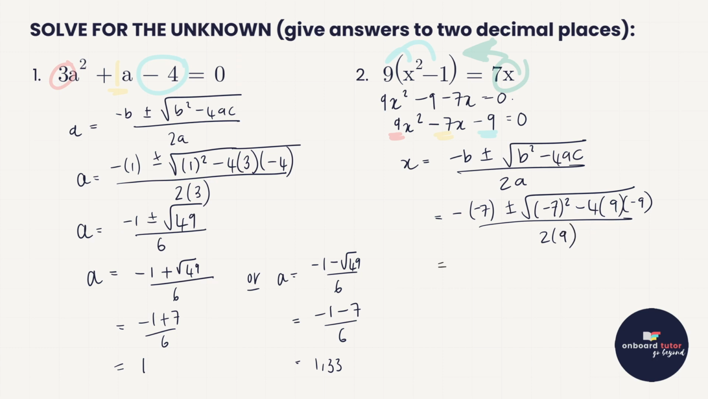And now let's just neaten that up a bit. We work out this bit under the root and we work out our denominator, and then we can jump straight to our answers. The one where we take the addition, so that's 1,46, or the other option where we take the subtraction, so 7 minus that root, all divided by 18, and that gives us minus 0,68. So there we have it, quadratic formula, nice and simple.